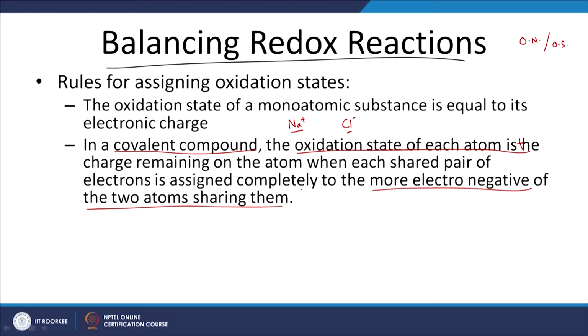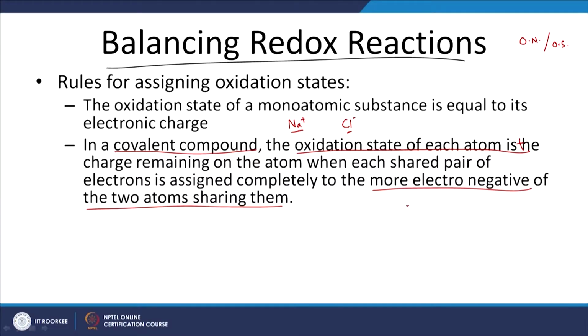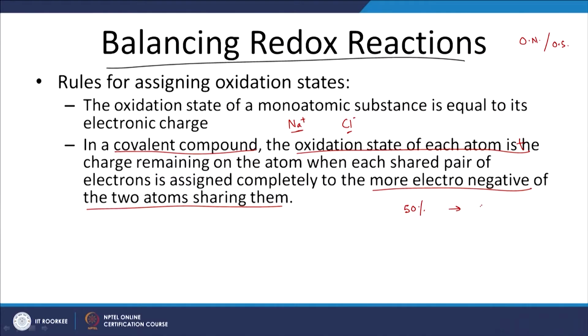So what this means is, let's say you have two atoms sharing an electron. Both of them are sharing it. But in this particular context, if a particular atom has more than 50% share, you are going to assign all those electrons to that particular atom, and then if you calculate the relevant charge, that's going to be your oxidation state or the oxidation number.